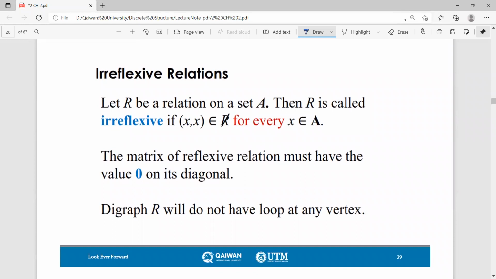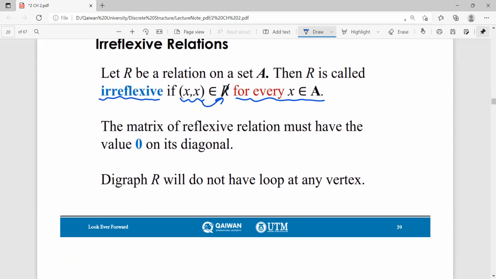That's for reflexive. And also we have irreflexive. If you have no relation from any of the elements with itself, we say that's irreflexive. That means we must have no relation between any of the elements in the set with itself. So for every x in A, we must have no (x, x) in the relation. If a relation satisfies this condition, we say the relation is an irreflexive relation.